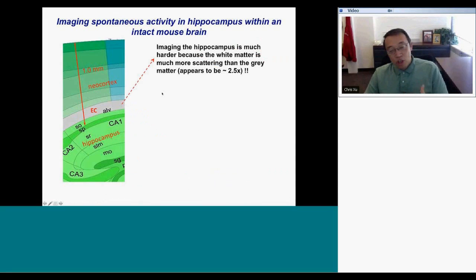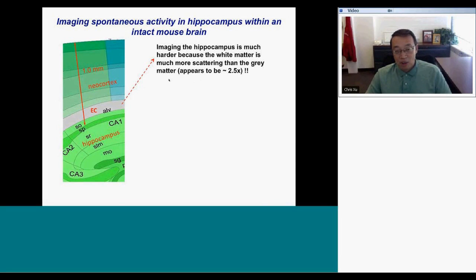Now we want to image all the way down, more than a millimeter, to see the hippocampal layer. In this case, we want to reach the SP layer in the hippocampus. And it turns out imaging the hippocampus is significantly harder than imaging, for example, layer 6 over here. Because to reach the hippocampus, you really have to image through the white matter over here. Okay? And the white matter is much more scattering than the gray matter.